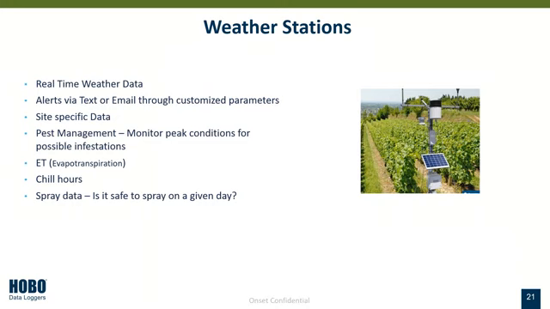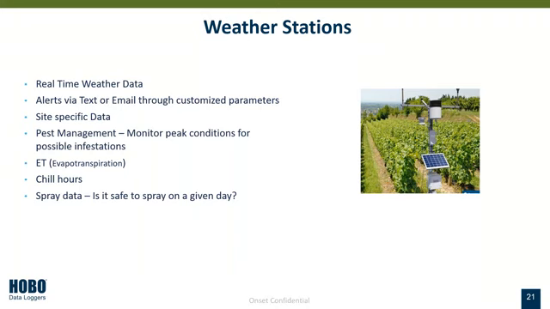Another great option that we have that hooks in well with HOBO data loggers is our weather stations, right? You're able to get real-time weather data. You're able to get customized email or text alerts with different parameters. And when you install a weather station on site, you get very site-specific data, right? This is the data that you're able to use, and you're not using a CIMIS station or the weather channel to kind of see if it rained, right? You're going to be able to actually see, did it rain on your location?